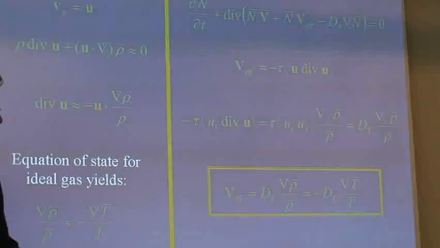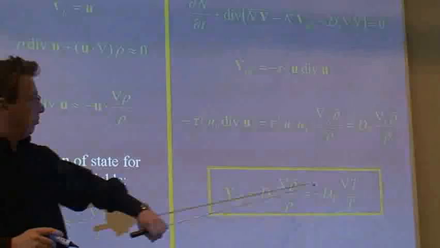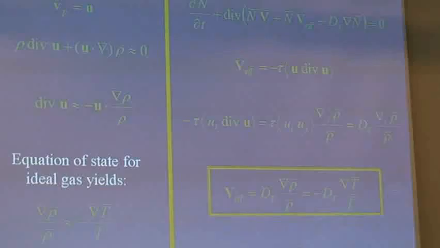Now, we obtain that the effective velocity is the turbulent diffusion coefficient multiplied by the gradient of density divided by the density. From the equation of state for the ideal gas follows that gradient of pressure divided by pressure equals gradient of density divided by density plus gradient of temperature divided by temperature. If the external pressure gradient is absent, then grad rho divided by rho equals minus grad T divided by T. Substituting this here, we obtain minus D_T grad T divided by T, which implies that this effective velocity is directed to the minimum of mean temperature.